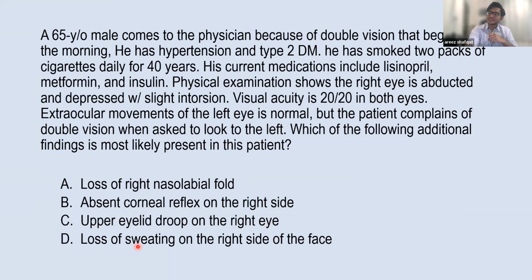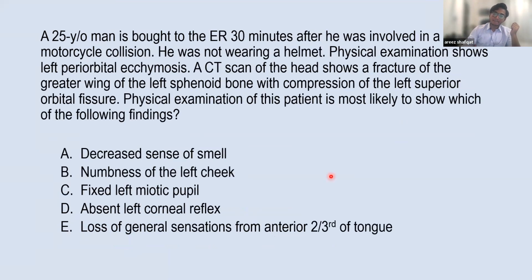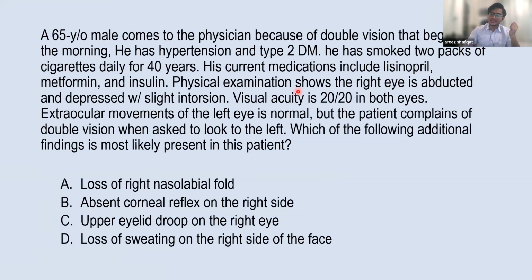It wouldn't be D because this guy doesn't have Horner syndrome. This guy does have ptosis, but he wouldn't have anhidrosis. That would signify Horner syndrome. All right? What's the answer? The answer is C, upper eyelid droop, because of paralysis of levator palpebrae superioris.